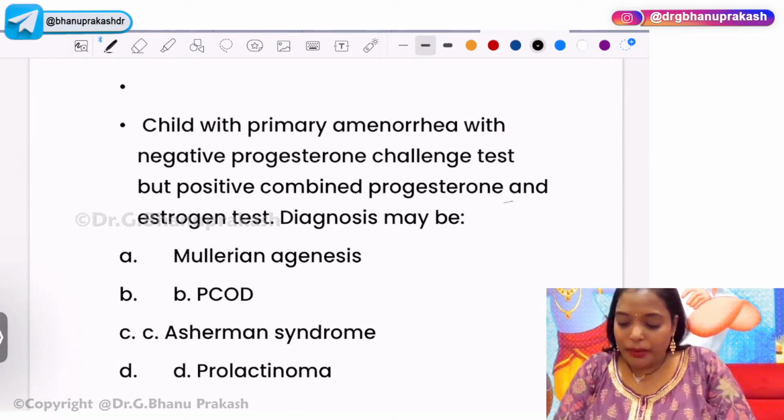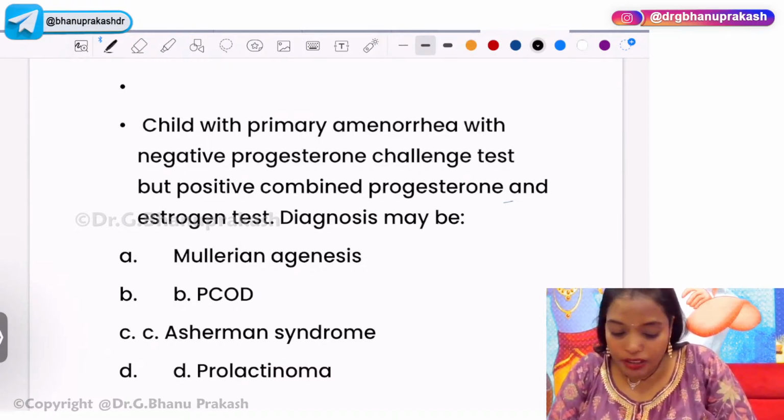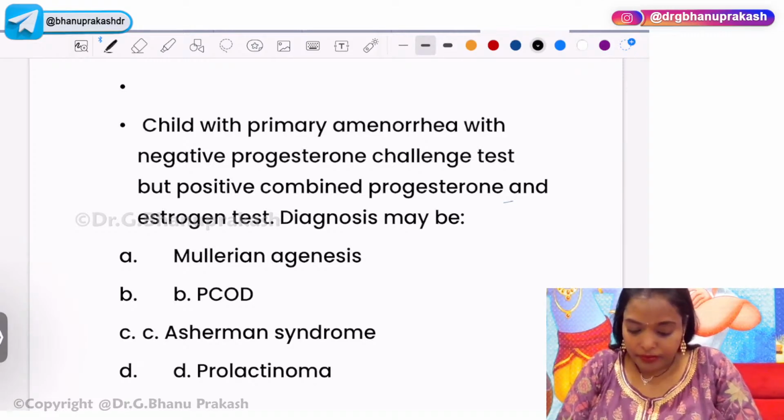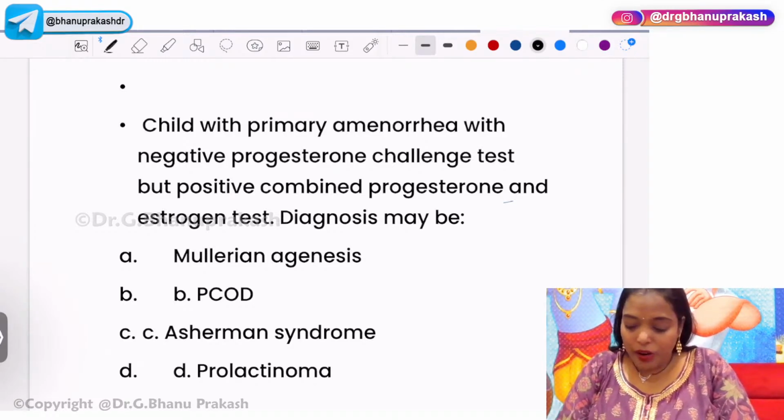Child with primary amenorrhea with negative progesterone challenge test and positive combined estrogen and progesterone test. Diagnosis may be?